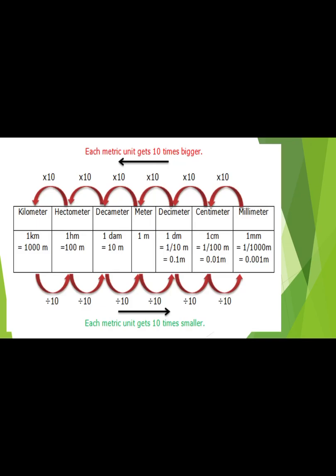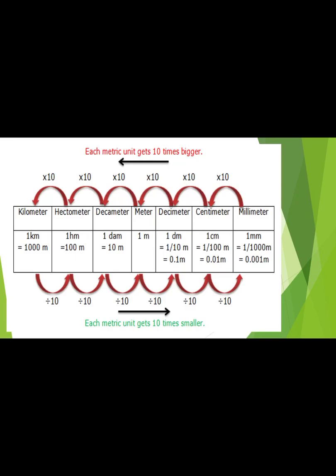Now each metric unit gets 10 times bigger. When you go from, let me start from meter. Meter is the base unit, or you can say this is the standard unit of length. Now children, when you go from meter to decimeter, that means bigger unit to smaller unit, then it is into 10.